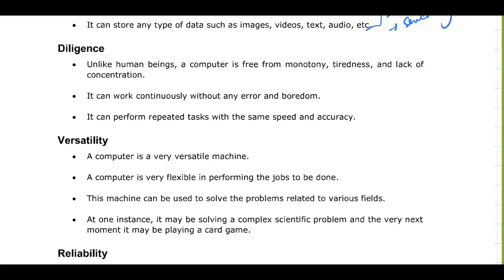And unlike human beings, a computer is free from monotony. You can continue doing the same thing. Computers don't get tired of doing the same task like we humans do. That advantage is called diligence.